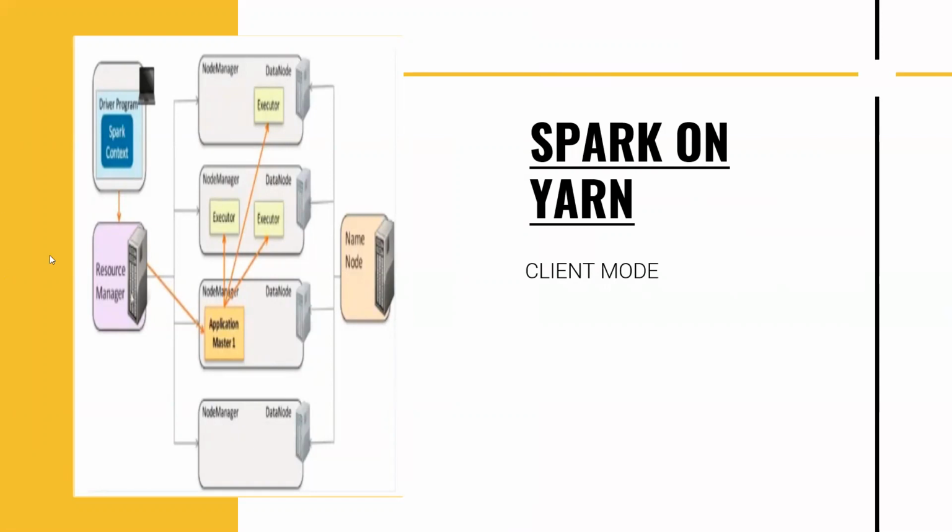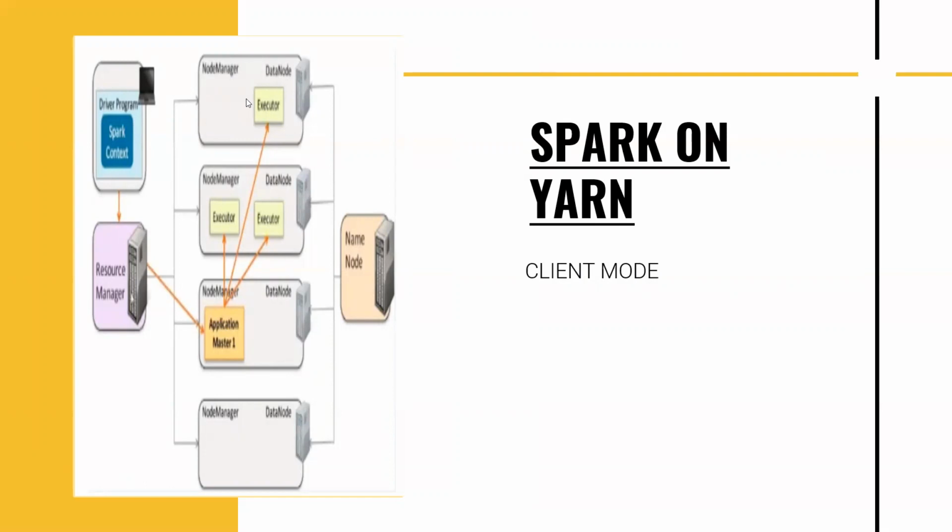In the client mode, we are launching the driver program on the client machine. If you see, this is a client machine. Our driver program is here, our main method is here. The main method is creating a Spark context. Now it is contacting the resource manager.